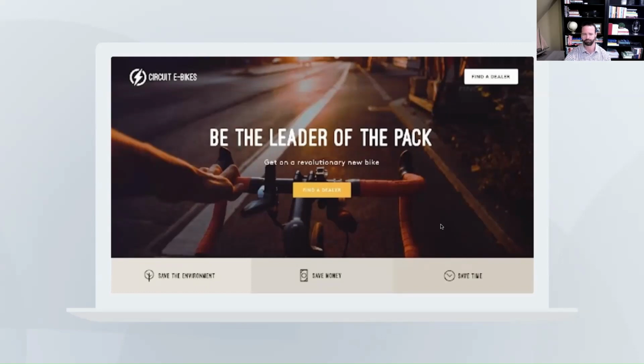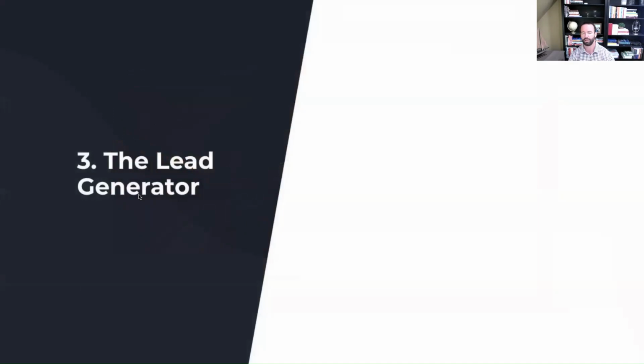Really, really important. Next thing that we're talking about is a lead generator, right? Lead generators are what bring the entire funnel together, because a lead generator is what allows you to acquire an email address for people that aren't quite ready to make a buying commitment. So they're not quite ready, but you give them the opportunity to give you an email address.